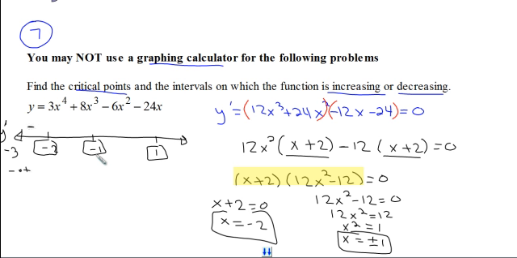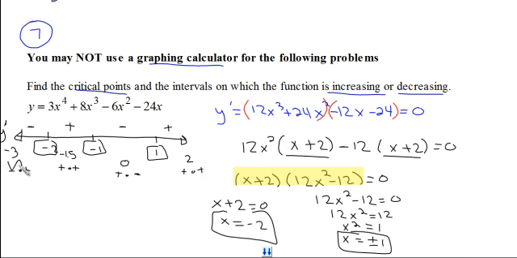A number between negative 2 and negative 1 would be negative 1.5. So if I substitute negative 1.5 here, I'm going to get a positive. Again, 12 times 1.5 squared is larger, so I'm going to have a positive. Between negative 1 and 1, I'm going to try 0. That gives me a positive, and here 0 is going to give me a negative. And then try 2. That's going to be a positive times a positive.